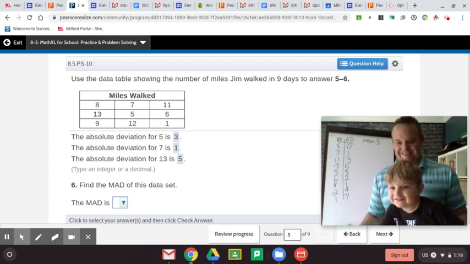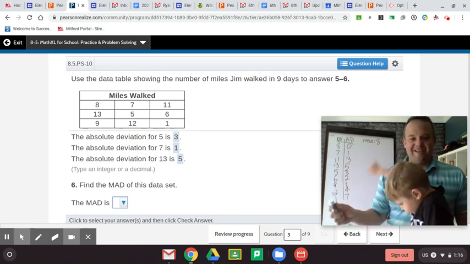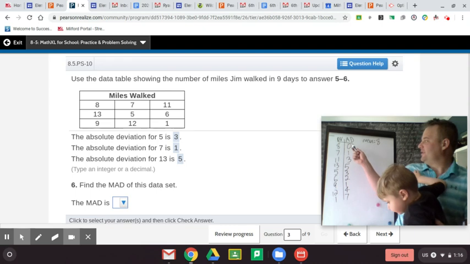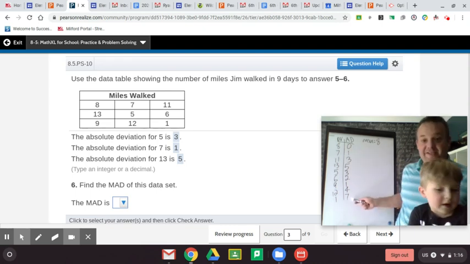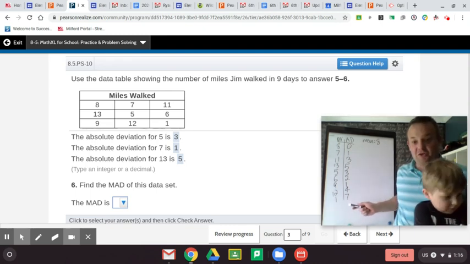Hi, everyone. In order to find the MAD, what you have to do is find the mean of these absolute deviations. So not so bad, right?